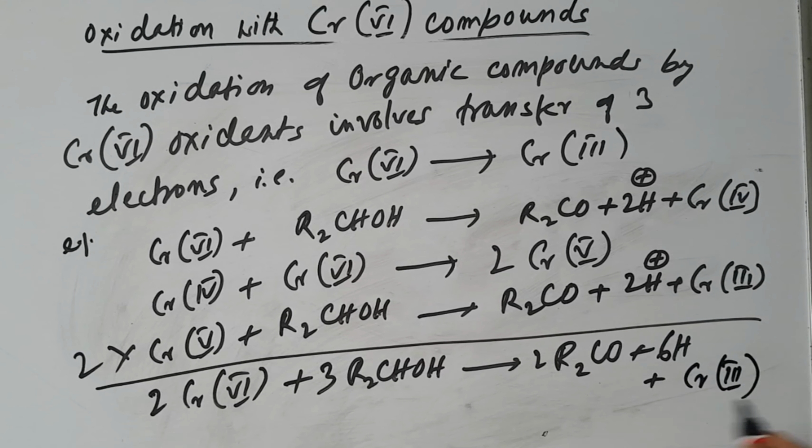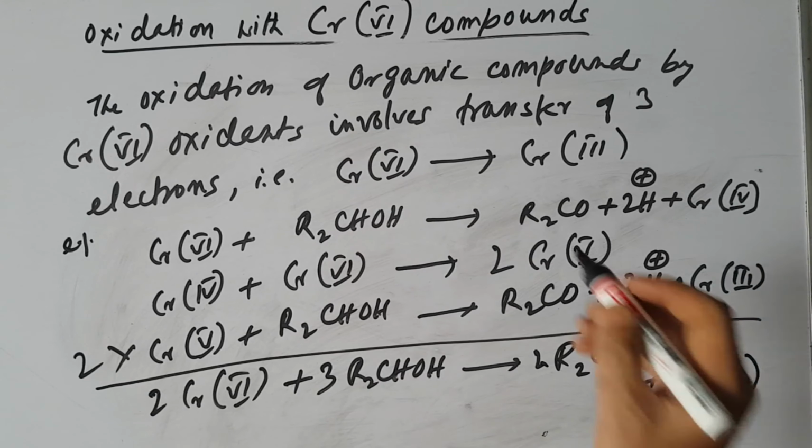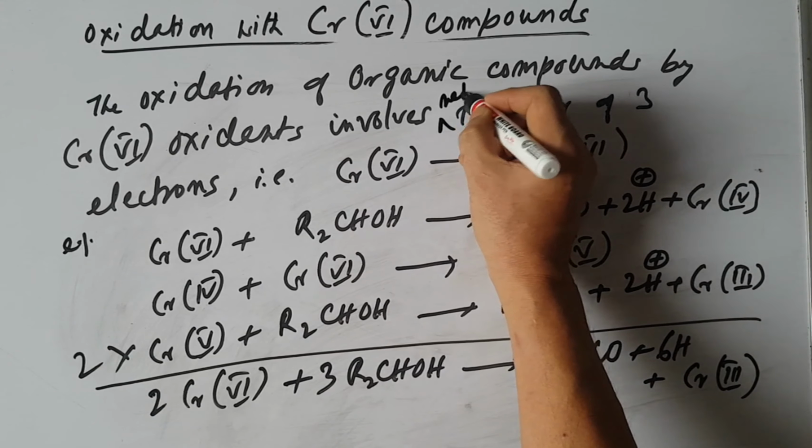So the net overall balanced reaction is transfer of 3 electrons. The transfer is from 6 to 3. So this is the overall reaction. I'm giving one example like this. So I'm repeating again: in the case of oxidations with chromium 6 compounds, there is a net transfer of 3 electrons.